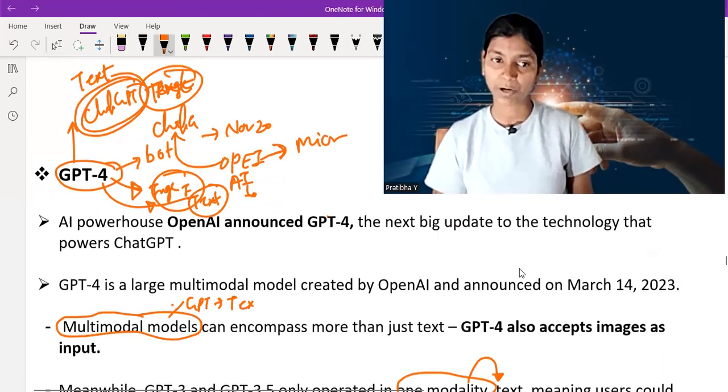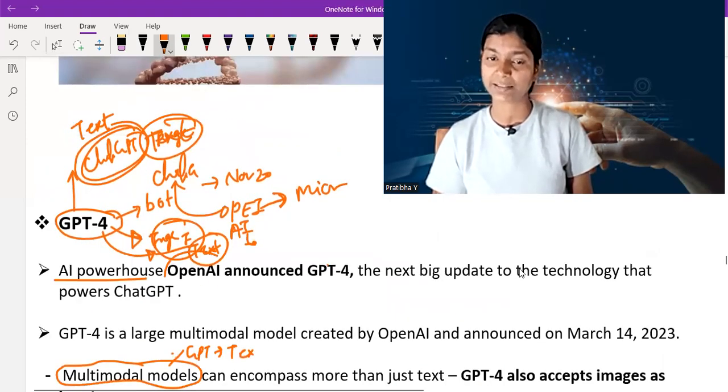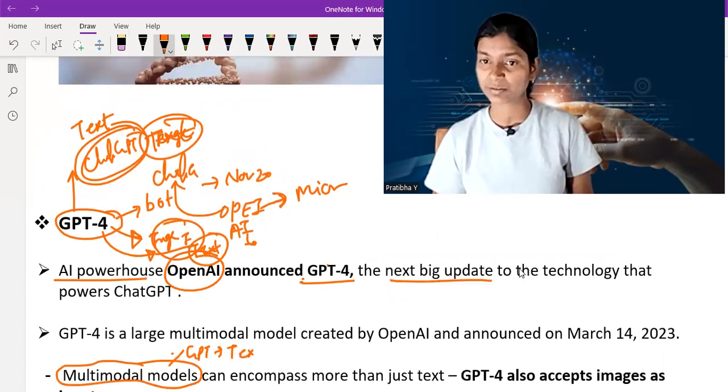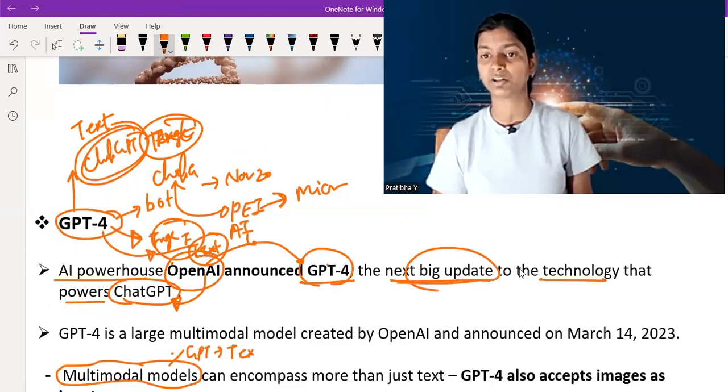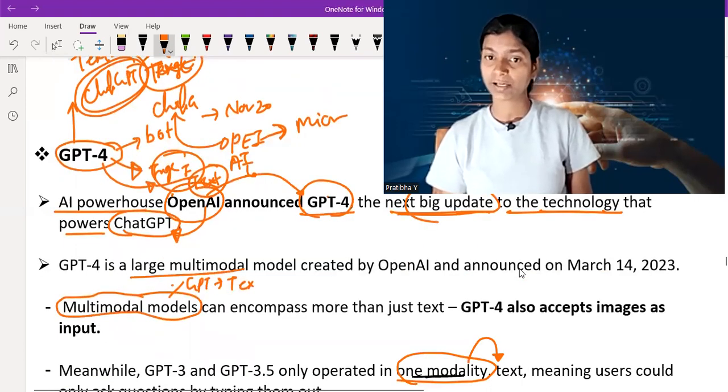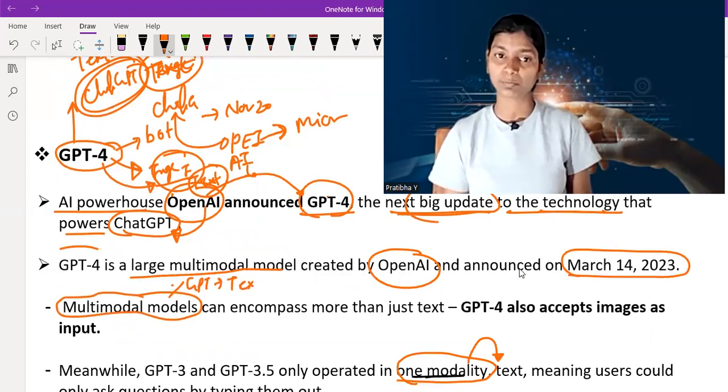AI powerhouse OpenAI announced GPT-4, the next big update in the technology that powers ChatGPT. OpenAI launched ChatGPT, and again it launched GPT-4, which many people call the next big update in the field of technology. GPT-4 is a large multimodal model created by OpenAI and announced on March 14, 2023.